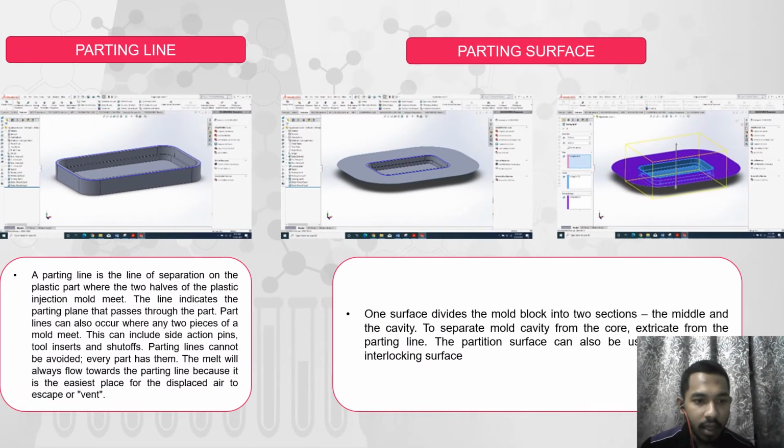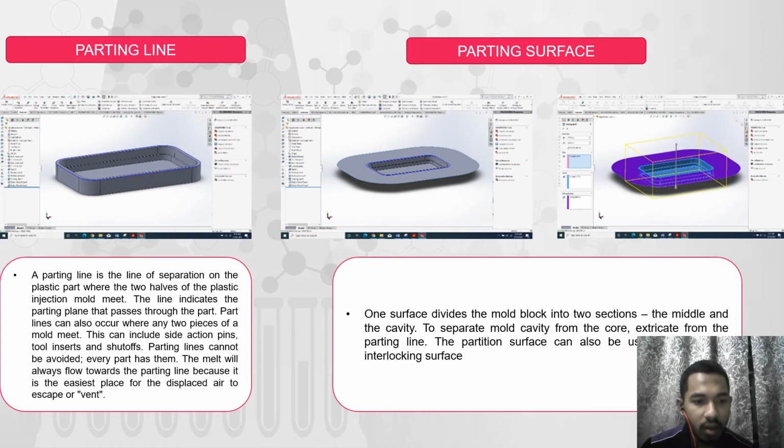Okay, for the parting line, a parting line is the line of separation on the plastic part where the two halves of the plastic injection mold meet. The line indicates the part plane that passes through the part. Parting lines can also occur where any two pieces of a mold meet. This can include side action pins, tool inserts, and shut-offs.